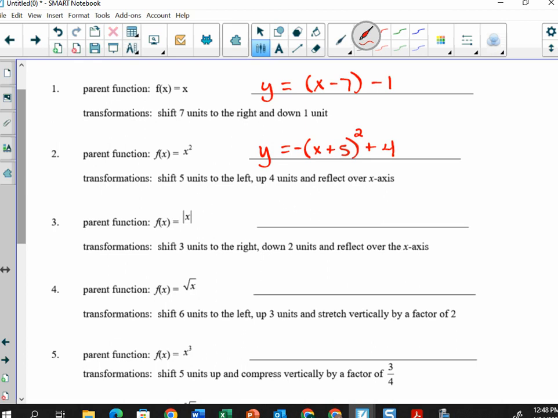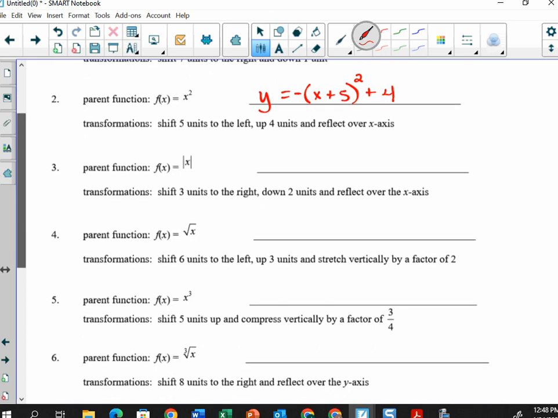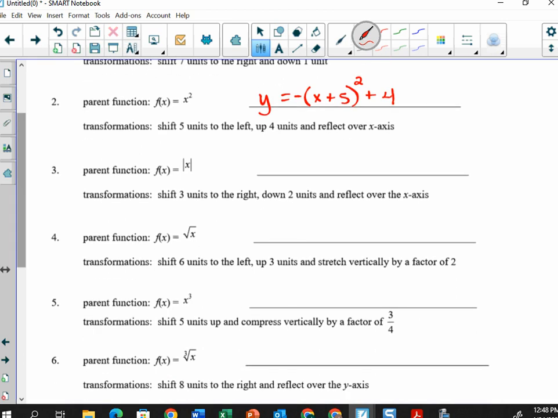We'll just keep going through all of these together. All right, so 3, you've got absolute value. So y equals, all right, I want 3 units to the right. So in the absolute value, what am I going to write? X minus 3. Down 2. Minus 2. Reflect over x-axis. Negative in front. Okay.